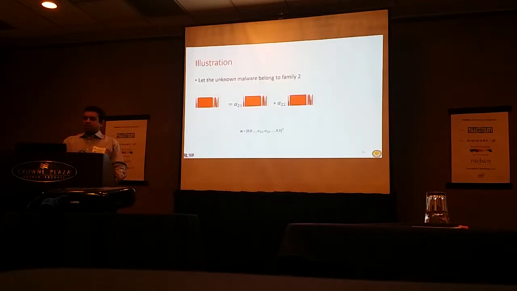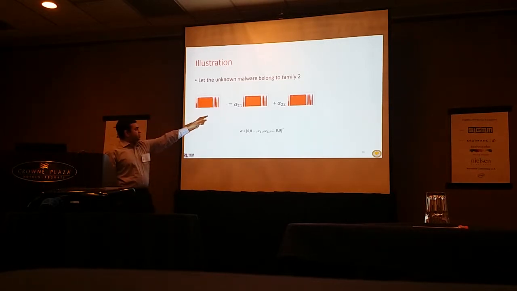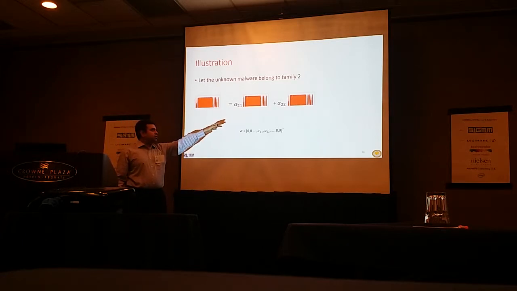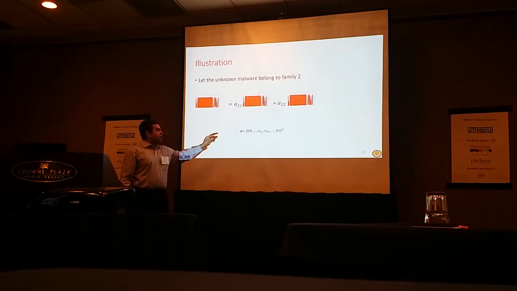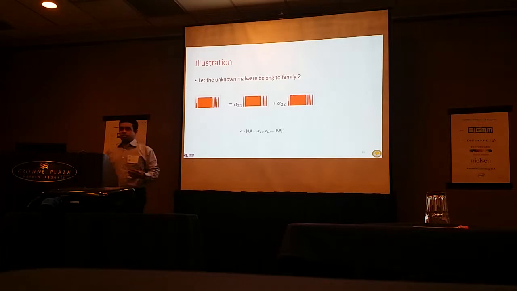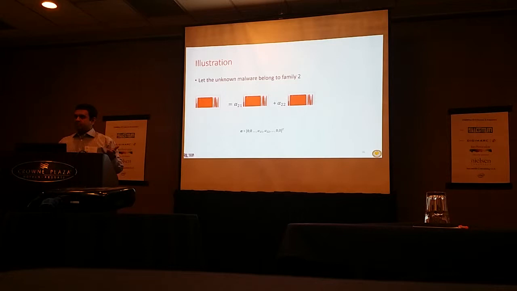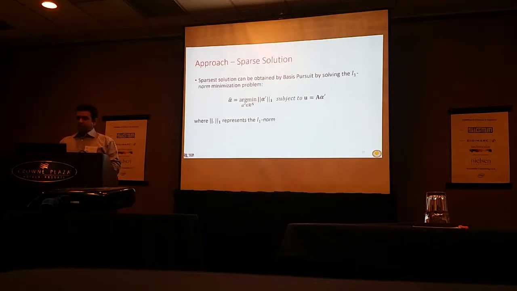And this is just an illustration again. Say the unknown malware belongs to the second family. This is the unknown malware, and these are two samples belonging to the second family. It can be represented as a linear combination with coefficients alpha 2.1 and alpha 2.2, and the rest of the coefficients are going to be 0. So now the question is, how do we find the coefficients? This can be done using basis pursuit, and the solution is given here by L1 norm minimization.